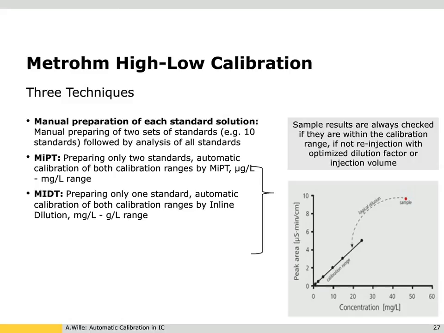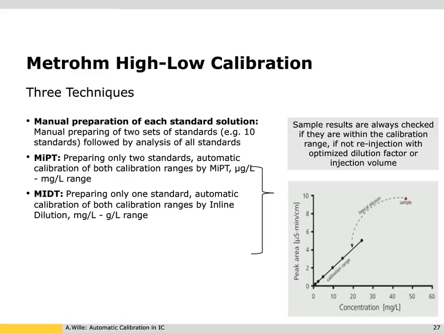On the other hand, you can also use the inline dilution technique. Then you have to prepare only 1 standard, and automatically from this stock solution, the high and the low calibration are done, and you use it for milligram and gram per liter range. And on top, you can check the results of your samples, whether they are within the calibration range or not. If not, automatically a re-injection of the sample with an optimized dilution factor or an optimized injection volume is done. So at the end of your sample series, you have everything within the calibration range.